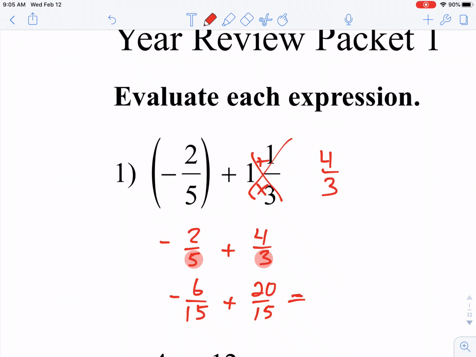When you're adding a negative to a positive, the easiest way to do this is to subtract and keep the sign of the larger number. So 20 minus 6 is 14. The 15 stays the same. The denominator stays the same when you add or subtract. And then I have to check, should it be negative or positive? Since 20 is bigger than negative 6, we keep the positive sign. So the answer is 14 over 15. Final step would be to check to see if it reduces. In this case, it does not. So your answer is 14 over 15.